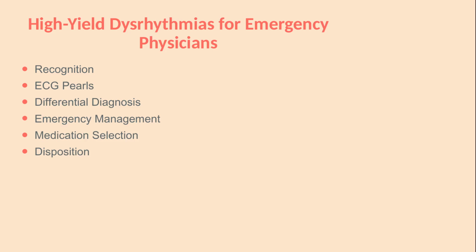We build a differential for each rhythm because a dysrhythmia is often the symptom of another disease rather than the disease itself. Then we get practical, emergency management at the bedside, medication selection with real doses and real contraindications, and finally disposition, deciding who needs the ICU, who needs telemetry, and who can safely go home. Recognition first, stability always, and the cause behind the rhythm never forgotten.